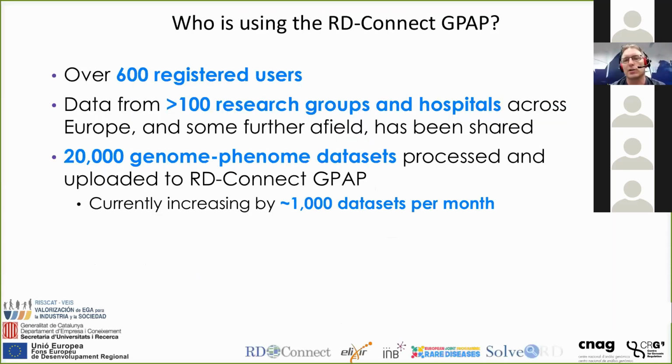And so who is using the RD-Connect GPAP to date? Well, at the moment, we have over 600 registered users. We have shared data from over 100 research groups and hospitals across Europe and some further afield. And currently we have 20,000 genome-phenome data sets, so that's the genomic data matched with the phenomic description, processed and uploaded into the GPAP. And this year, we're increasing by approximately 1,000 data sets per month.